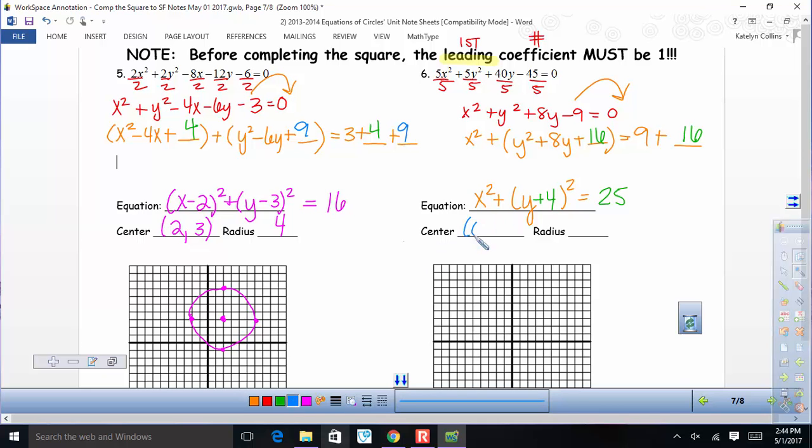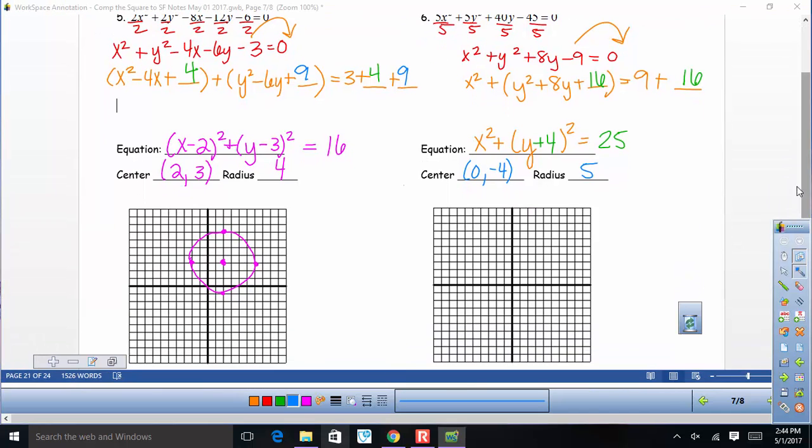0, negative 4. 0, negative 4, very good. And our radius? 5. So to go to 0, negative 4, we wouldn't go right or left at all, but we go down 4. And then from there we go out 5 in every direction.